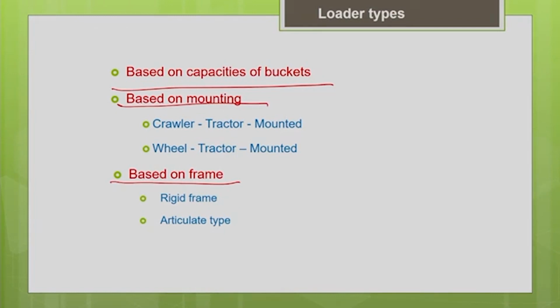And based upon the mounting, as we discussed for the earlier machines also, it can be either crawler mounted or track mounted, or it can be wheel mounted. And based on the frame, it can be a rigid frame or articulated type frame. We are going to discuss all these things one by one in the upcoming slides.